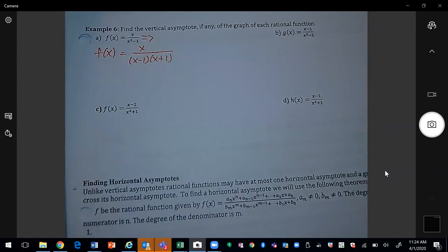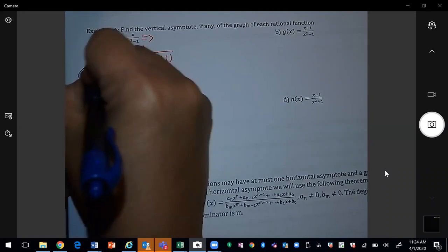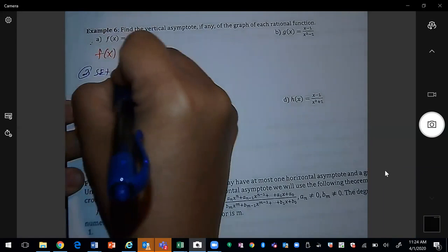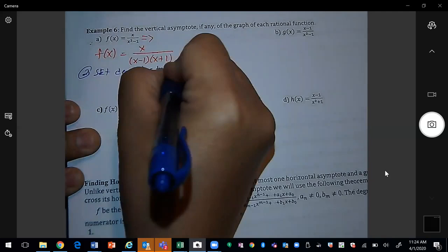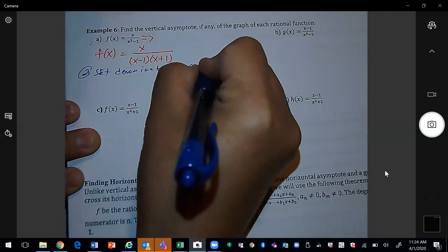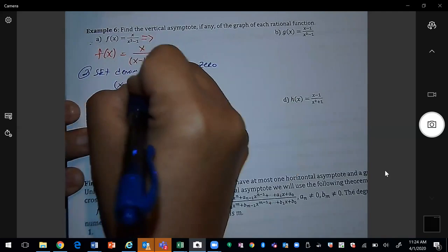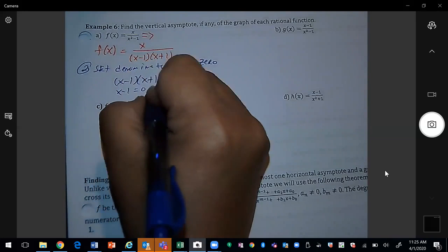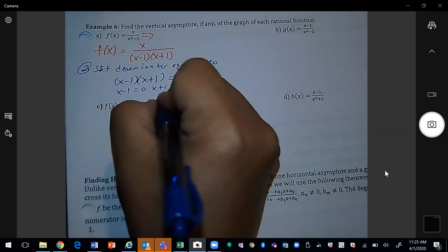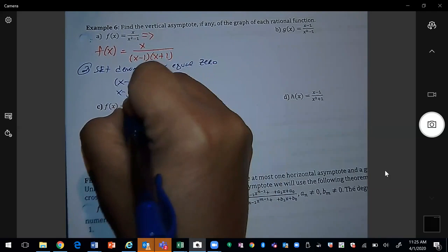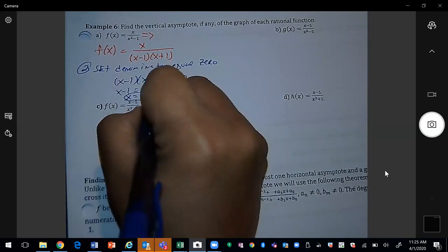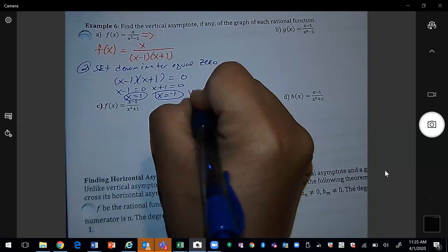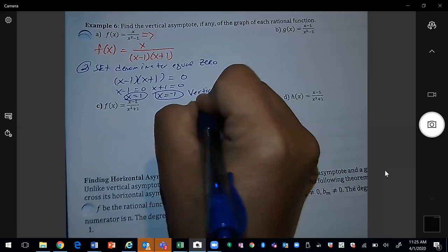So step 2, set the denominator equal to 0. So we're going to have x minus 1, x plus 1 equal to 0. And you want to solve for x. So for this one, we get x equals -1, and for this side, we get x equals 1. So these two are going to be our vertical asymptotes.